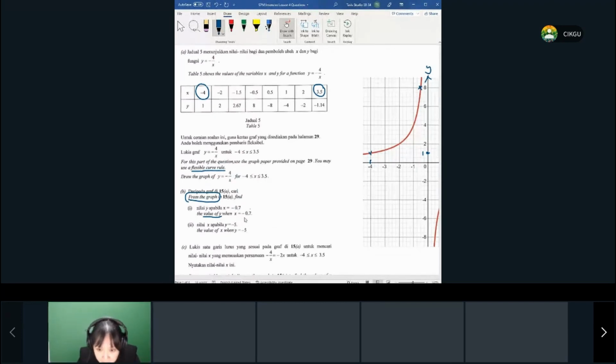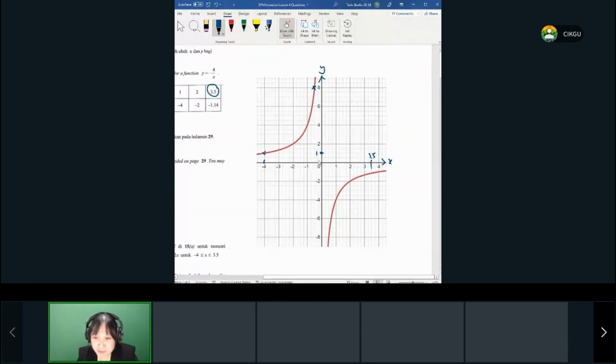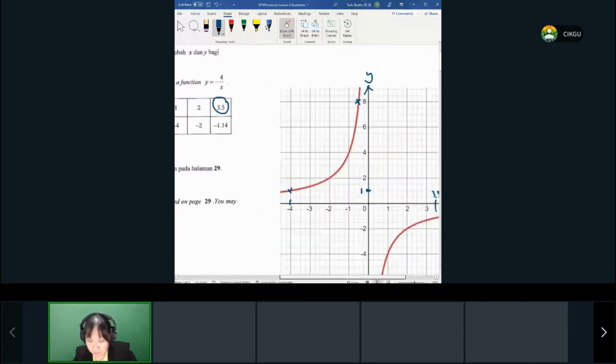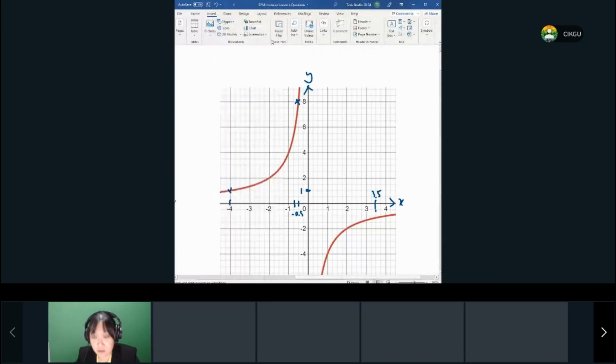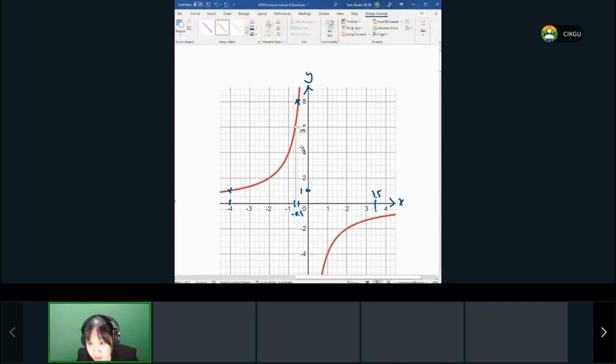Where is x equals negative 0.7? So this one you're going to need to count one by one. Negative 1 is right here, that means negative half should be here, negative 0.5. So I would say negative 0.7 would be somewhere very close to here. This is where you have to use your ruler. For this case, I'm just going to use a line. Somewhere here, draw out, and see where it crosses. It looks like it's going to cross here, touch here, at 6.